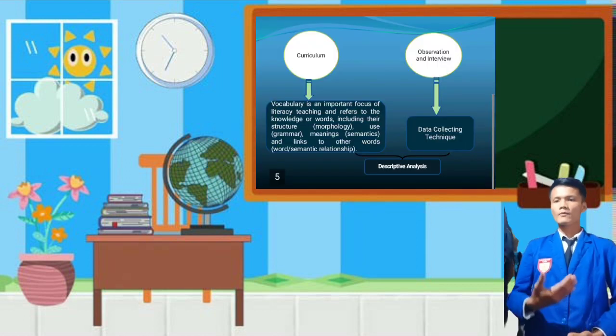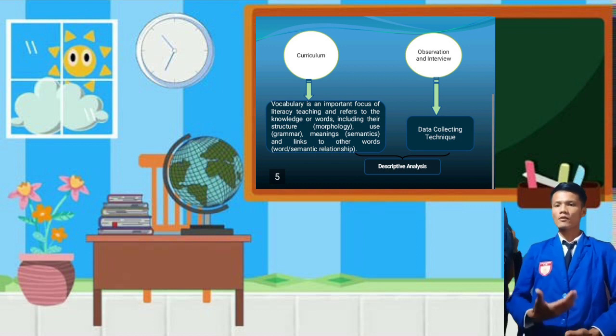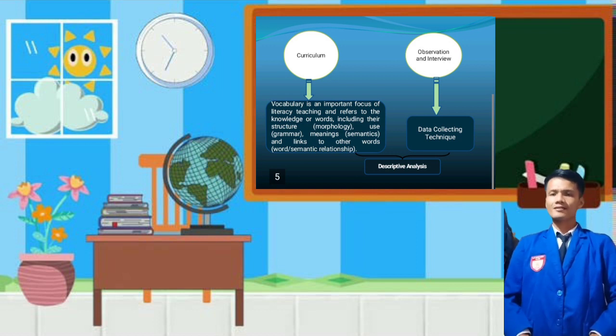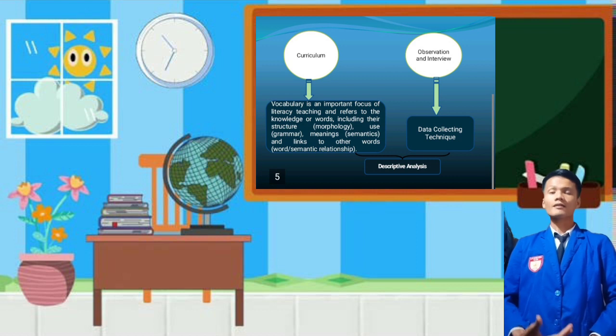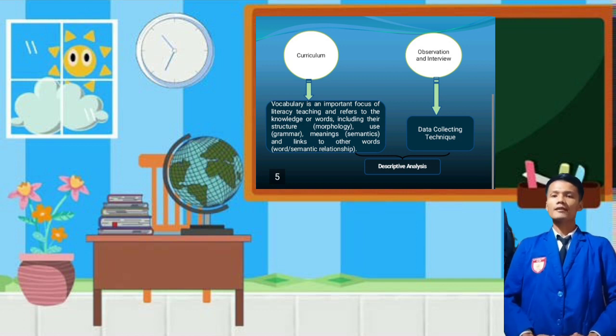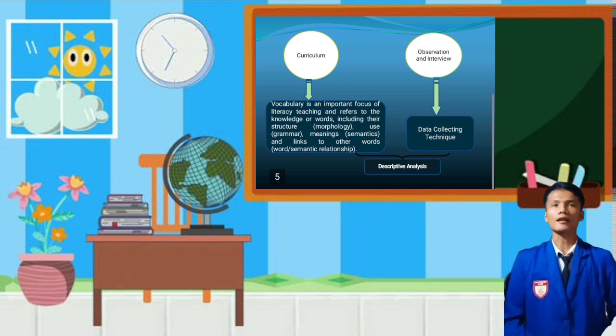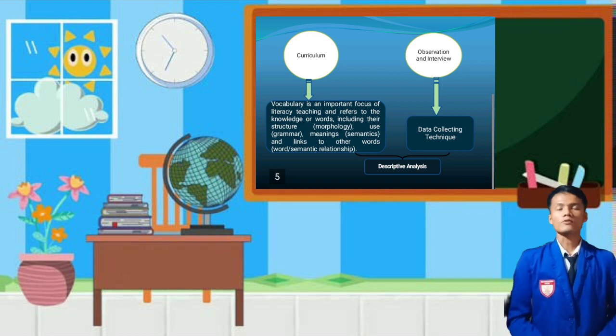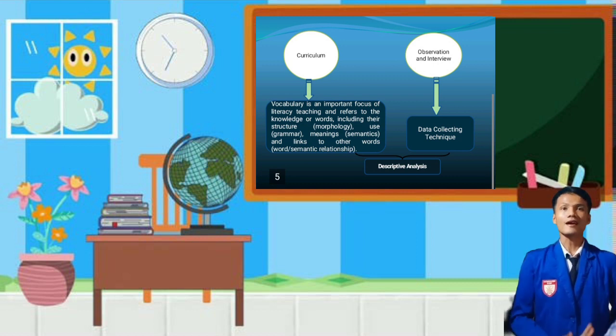In the curriculum, vocabulary is an important focus of literacy teaching and refers to the knowledge of words including their structure, use, meanings, and links to other words. Because vocabulary is the key to understanding what students hear and read, especially at school, the aim is that students are able to communicate with others. Next, data collecting. The researcher will collect the data through 2 techniques, namely observation and interview. So, this research is descriptive analysis.